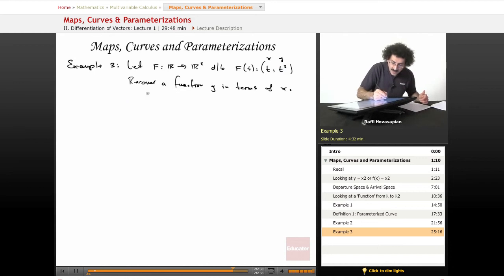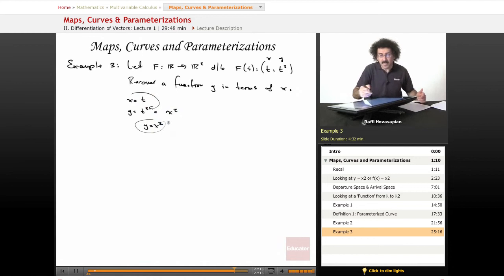So x equals t and y equals t squared. Well, if x equals t, let's just go ahead and put this x wherever we see a t. So y equals x squared. And there you go. That's it. So you can eliminate the t, the parameter, and you'll end up recovering some function y equals x squared.